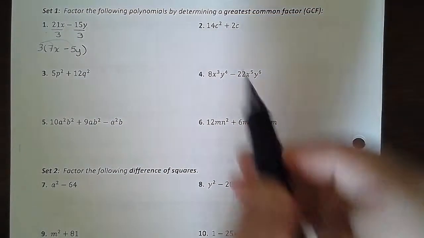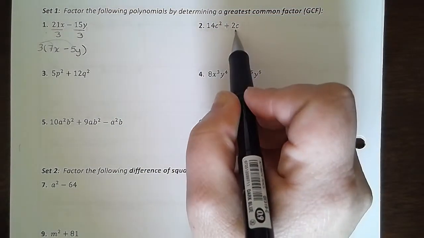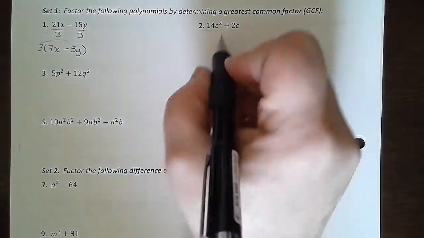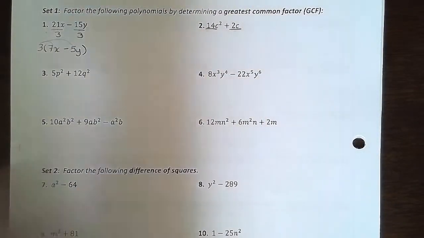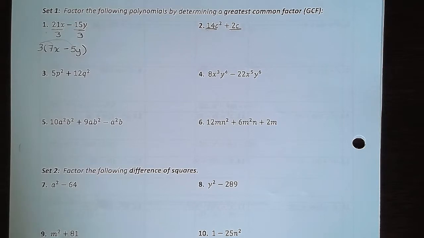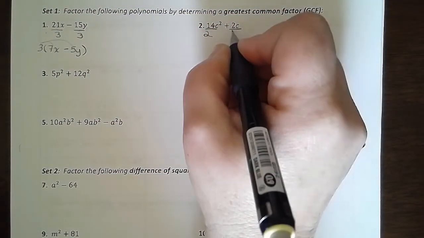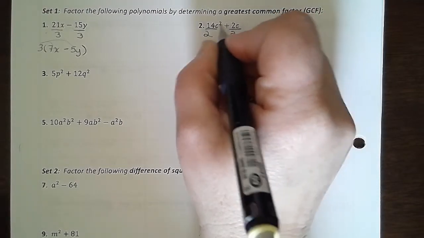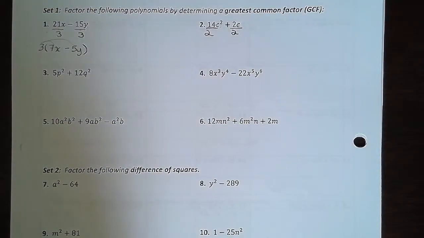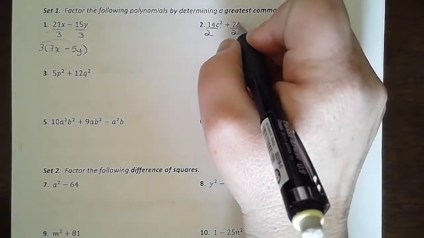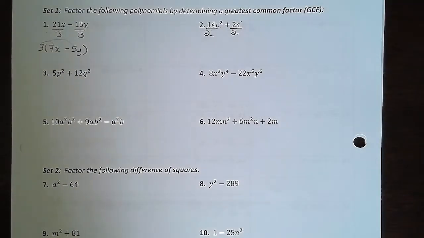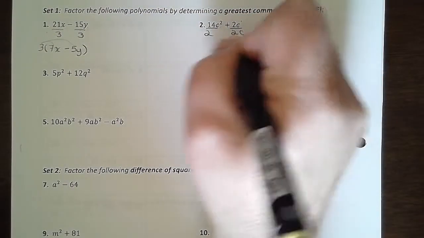Here I have a variable in common in addition to a number. First things first, I want you to look at the numbers. They're both even numbers, so they're both divisible by 2. Our greatest common factor is going to be 2. These both have the variable c in them, so I'm dividing by the variable c with the lowest exponent I see. Remember, this has an exponent of 1, even though we don't write it. So I'm going to divide both of these by c.